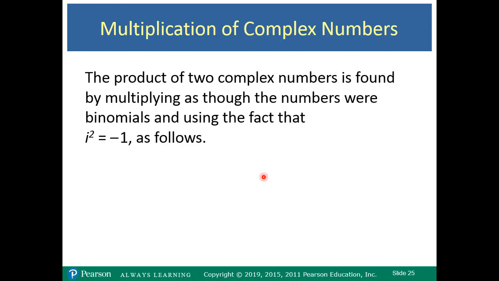Now, the product of two complex numbers is found by multiplying as though the numbers were binomials. So the way you handle complex numbers is like using the distributive property or the FOIL method when you're multiplying binomials. But in this case, you're going to use the fact, because this will always happen, that i squared is equal to negative 1 to simplify it when you're done FOILing or using the distributive property.